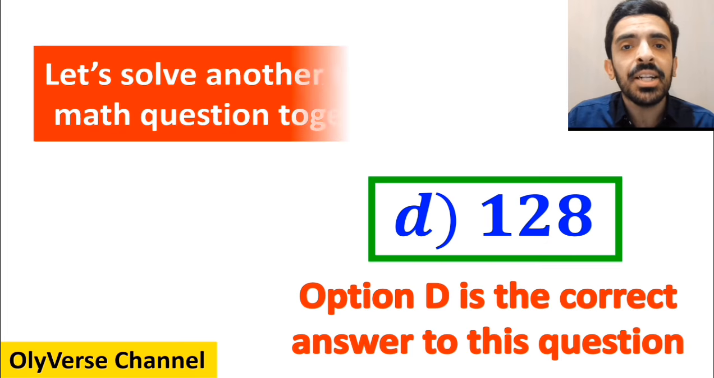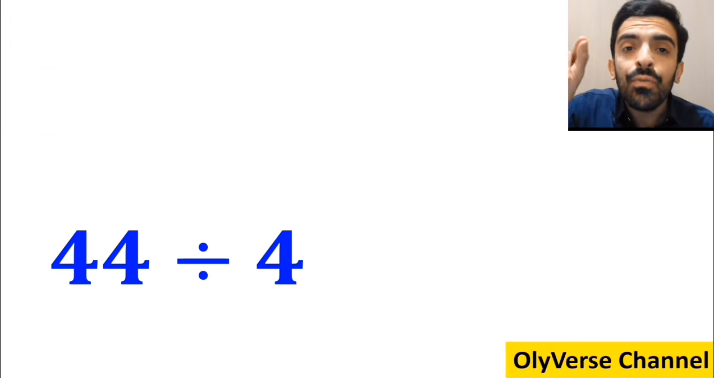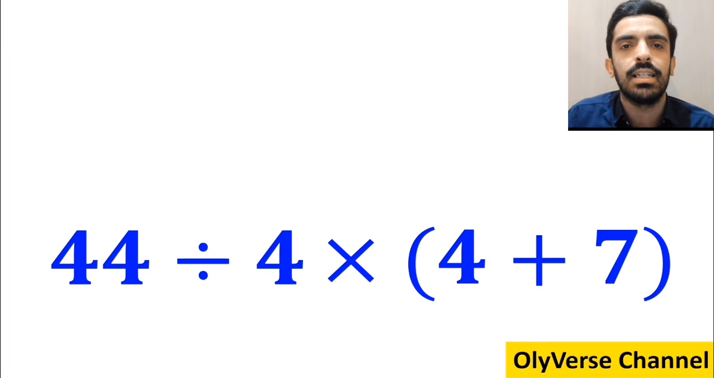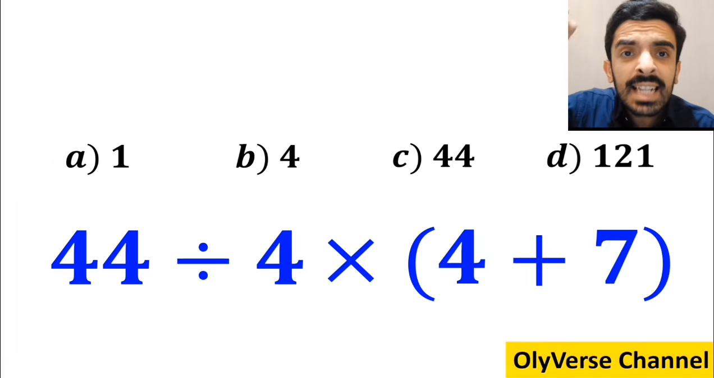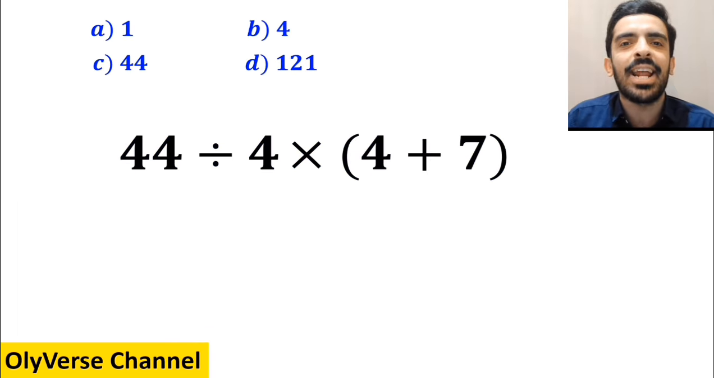Okay, let's solve another tricky math question together. What is the value of the expression 44 divided by 4 times open parenthesis 4 plus 7 close parenthesis? Which option do you think is the correct answer to this question? Let's take a closer look and solve it together.